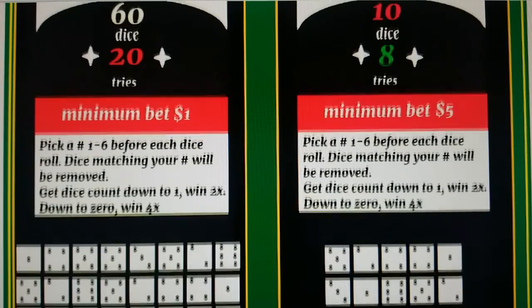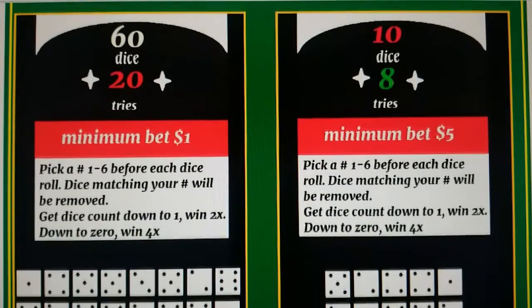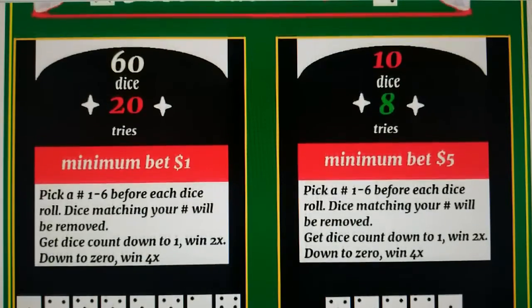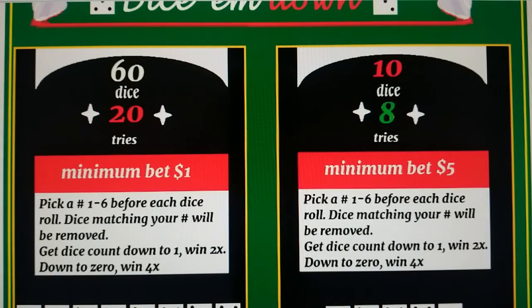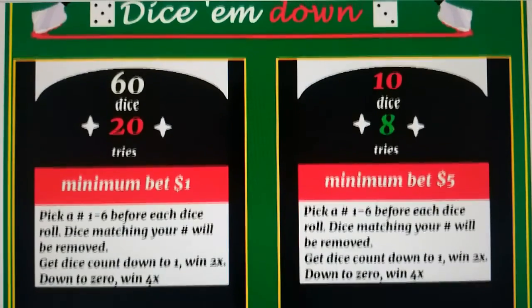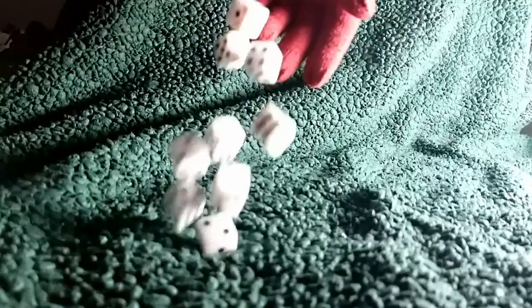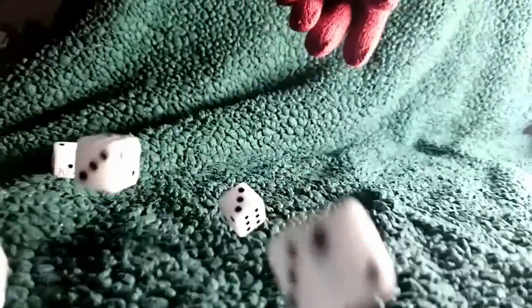So now's the time where we actually play the game and then compare the results we get to our theoretical expectations. In addition to that, let's go ahead and compare the two games, the 60 dice, 20 tries, versus the 10 dice, 8 tries. So as a quick refresher, here's how the game is played.